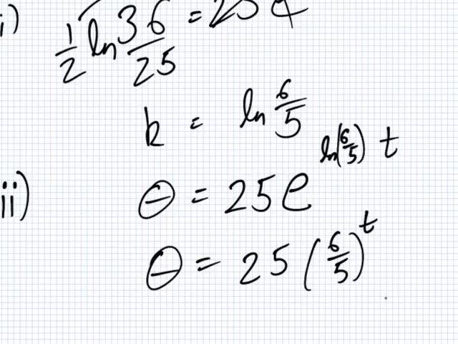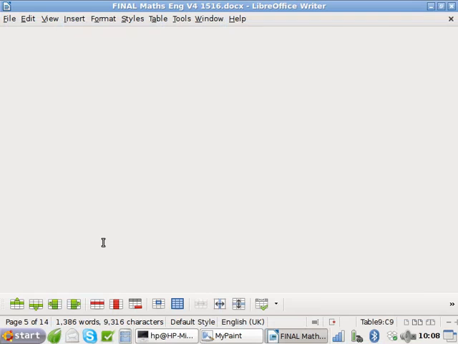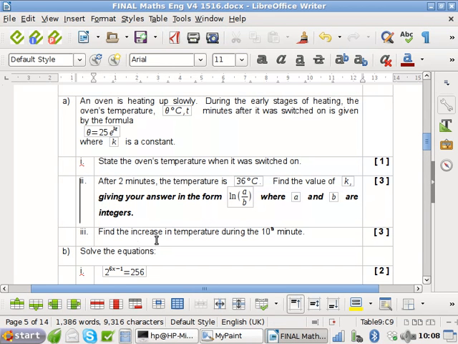Now, tell me what they want in part 3 here. How can we get this? T equals 10 times 60. You see, wait, listen.